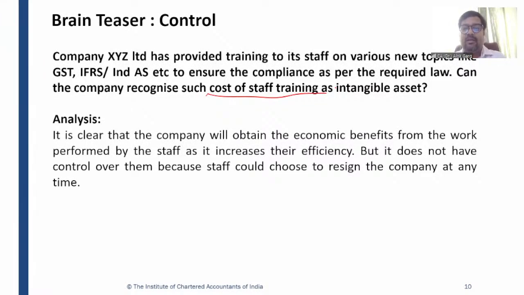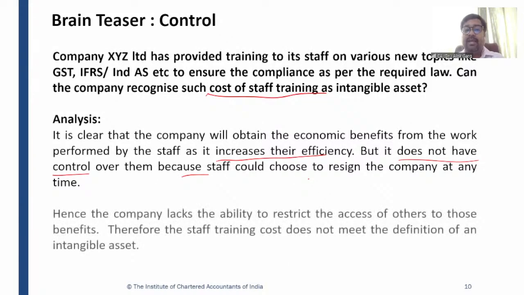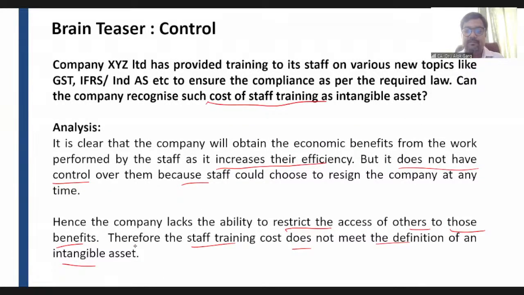So it is clear that the company will obtain the economic benefit from the work performed by the staff as it increases their efficiency, but it does not have control over them because staff could choose to resign from the company at any point of time. Hence, the company lacks the ability to restrict the access of others to those benefits. Therefore, the staff training cost does not meet the definition of an intangible asset, right? Clear? You're right, Vidula, it has to be treated as an expense.